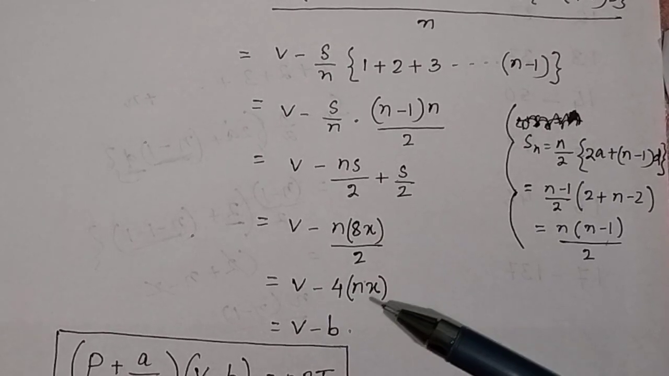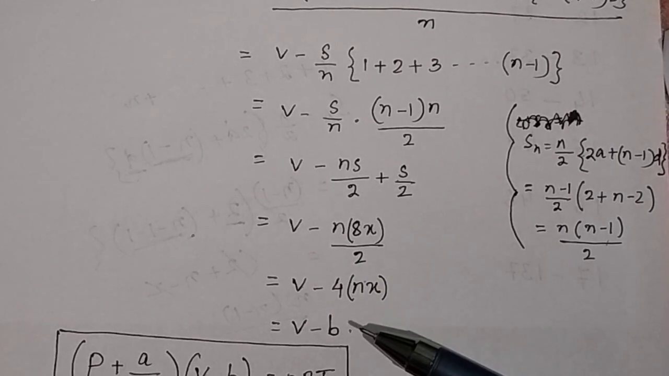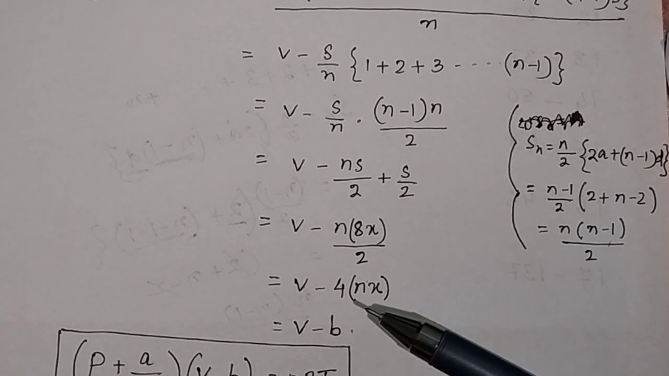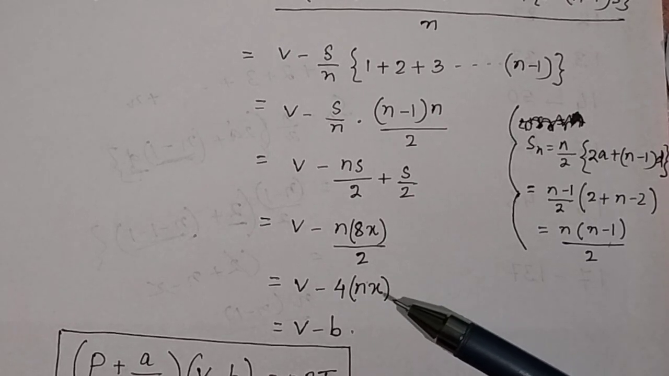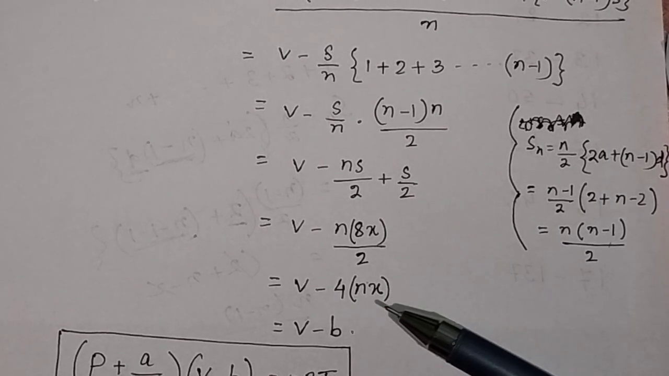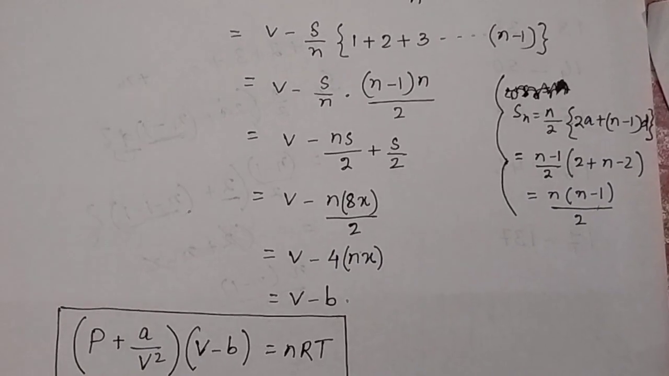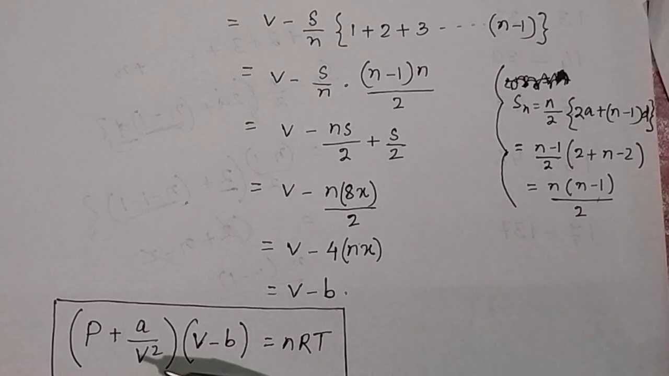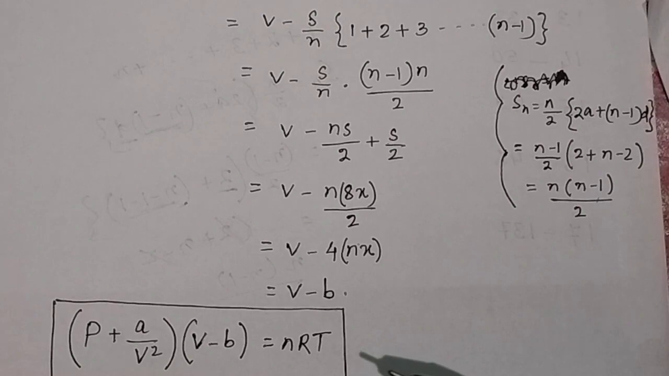So this is the volume correction term b. That means b is equal to 4n times the volume of an individual molecule. So you cannot neglect this volume. That is why Van der Waals added a volume correction term, that is b. So the Van der Waals equation now becomes (P plus a by V squared), where a by V squared is from the pressure correction term, into (V minus b) equal to nRT.